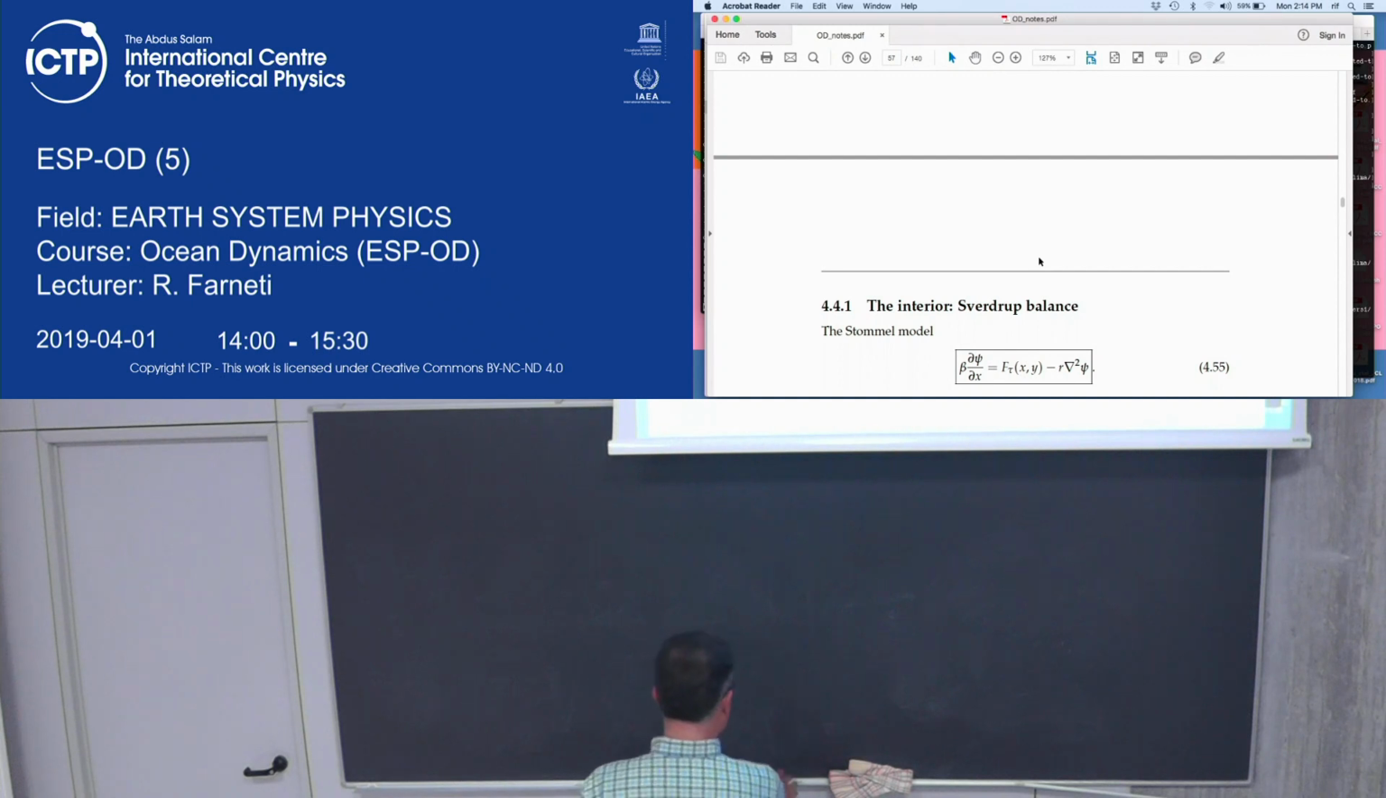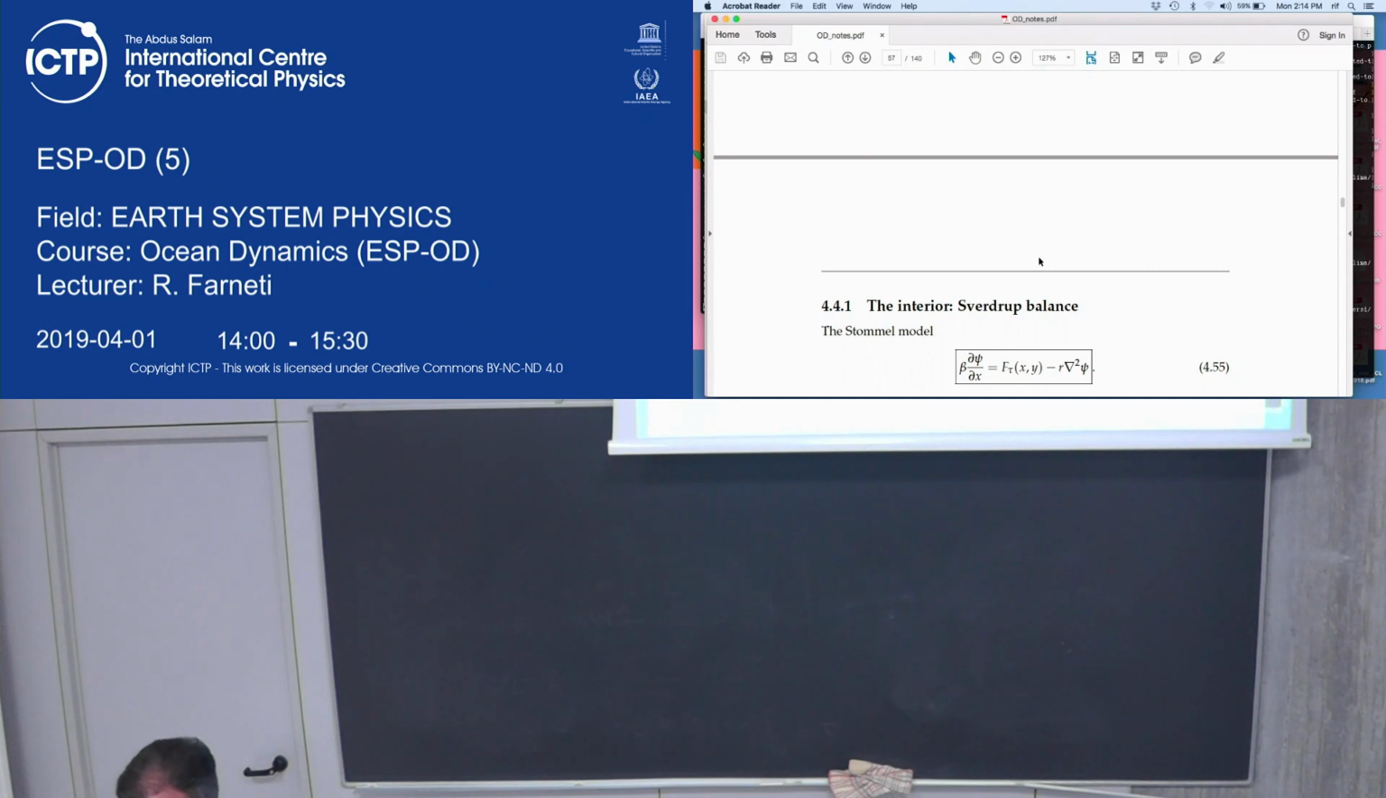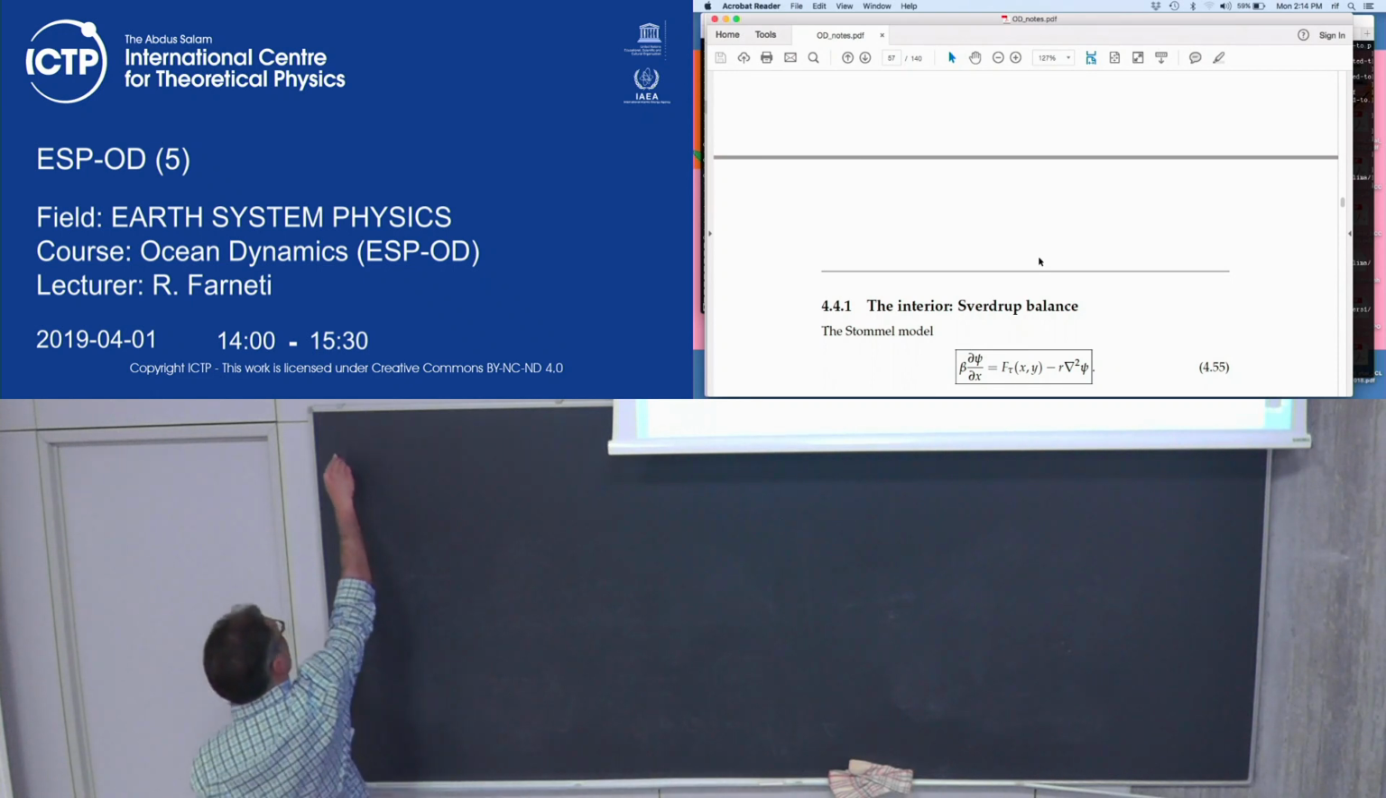Okay, so we're going to derive the two solutions today: the interior solution, which we already know is the Sverdrup balance, and then we're going to derive the boundary layer solution, and then we'll match the two and get a full solution, which is going to be given by the interior solution and the boundary layer solution.